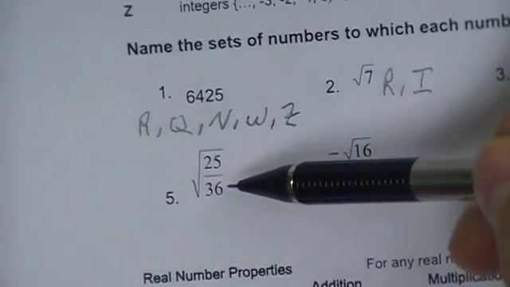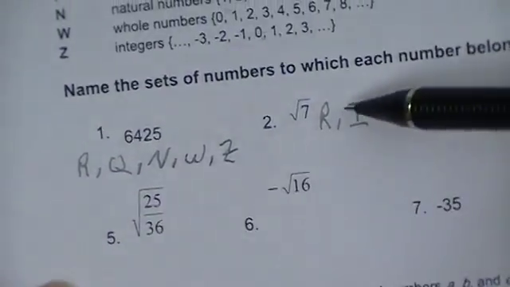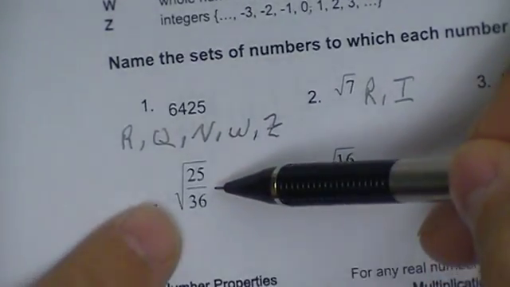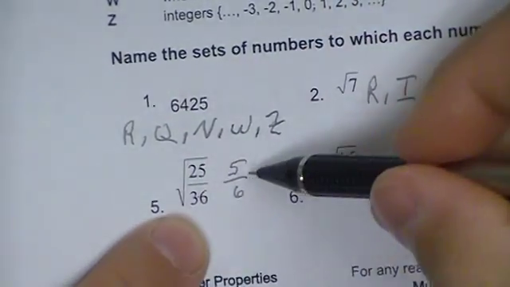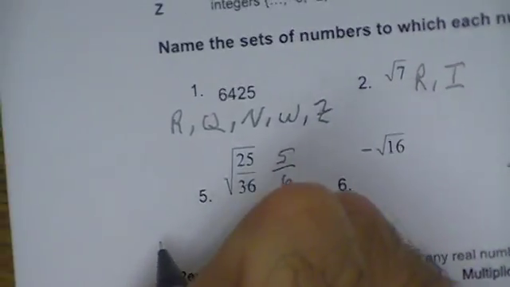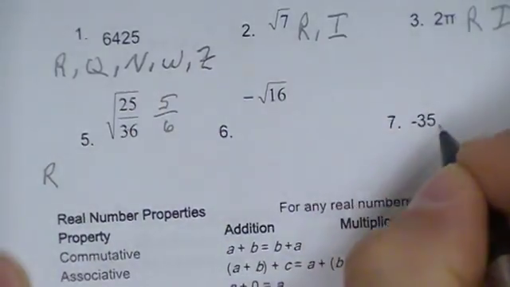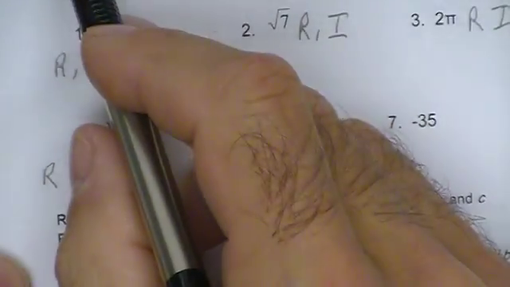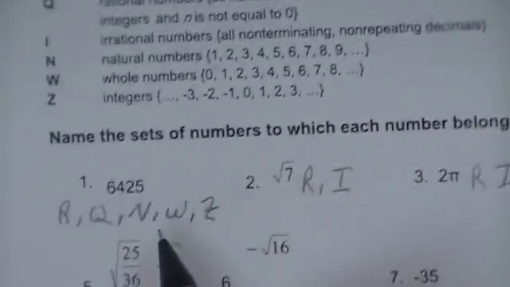Number 5, this may look confusing, or you see the square root, so you're thinking it's going to be an irrational number, but the square root of 25 is 5, and the square root of 36 is 6. So this technically is just a fraction of 5/6, right? So it is an R, because all numbers are R today. And is it a fraction? Yes, it is. It's already a fraction, isn't it? So it's a Q.